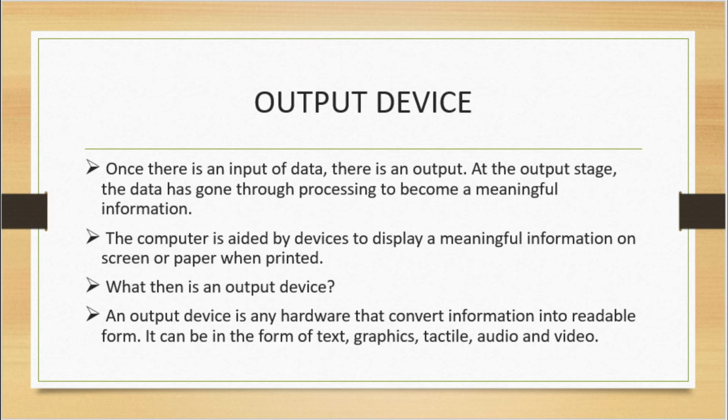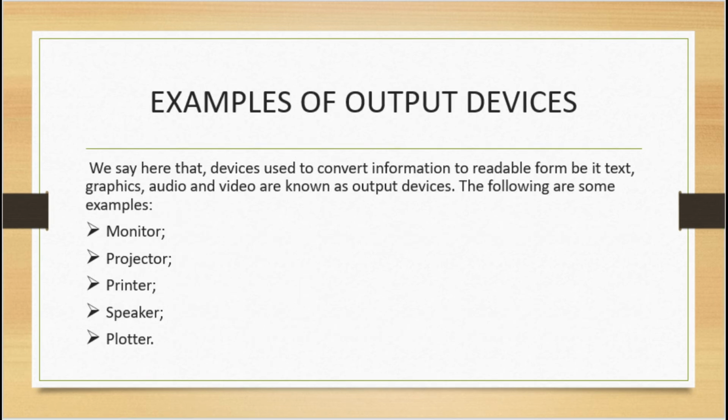Now we're looking at the output devices. An output device is any hardware that converts information into readable form. Any hardware device that converts information into readable form is an output device. The forms include audio, text, video, graphics, etc. Here we're taking a look at examples of output devices. You have the monitor, the projector, the printer, the speaker, etc.